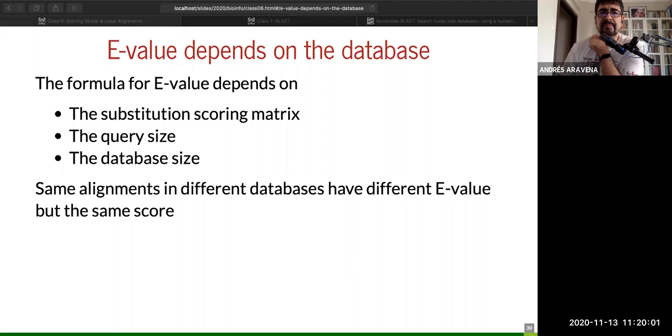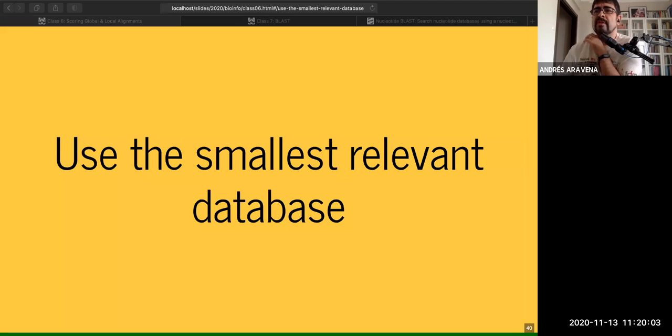Bottom line, use the smallest relevant database. Of all the databases that are useful for your case, try to use the smallest one. In other words, for example, if we are looking for a 16S sequence, use a 16S database. If we are looking for a particular protein, look for that protein in the taxonomically relevant group. Okay?